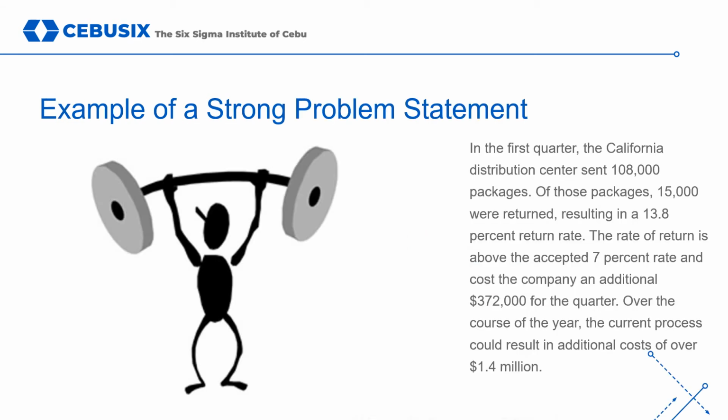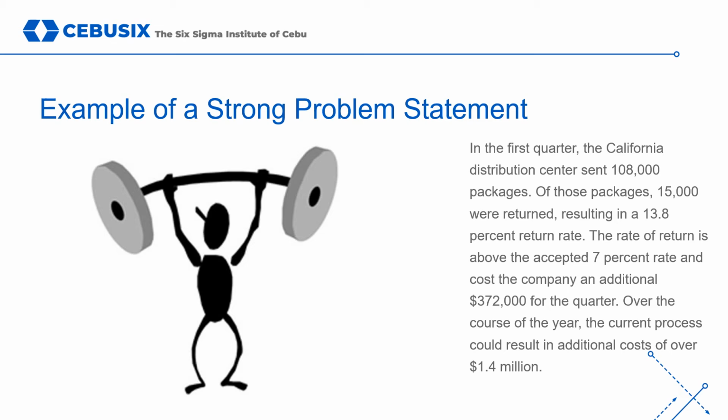In the first quarter, the California Distribution Center sent 108,000 packages. Of those packages, 15,000 were returned, resulting in a 13.8% return rate. The rate of return is above the accepted 7% rate and cost the company an additional $372,000 for the quarter. Over the course of the year, the current process could result in an additional cost of over $1.4 million.